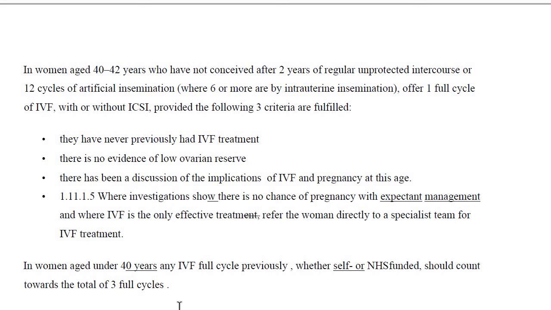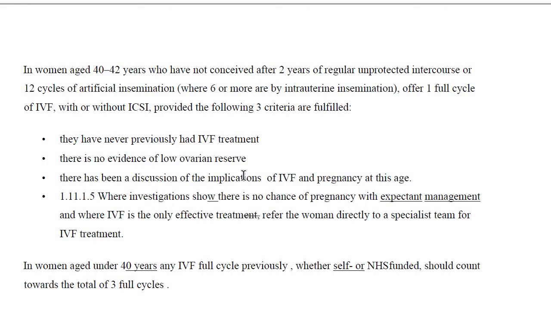Okay. So, in women aged 40 to 42 who have not conceived after 2 years of regular unprotected intercourse or 12 cycles of artificial insemination, where 6 or more were IUI, then we are going to offer one full cycle of IVF with or without ICSI, provided the following 3 criteria are fulfilled. Now look at the age of the woman. She is between 40 to 42. So if they have never previously had IVF treatment, there is no evidence of low ovarian reserve, means no high FSH, no low AMH, and the antral follicle count is also good, more than 4.